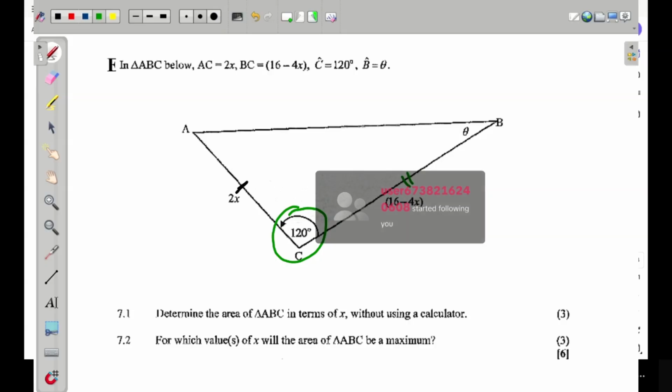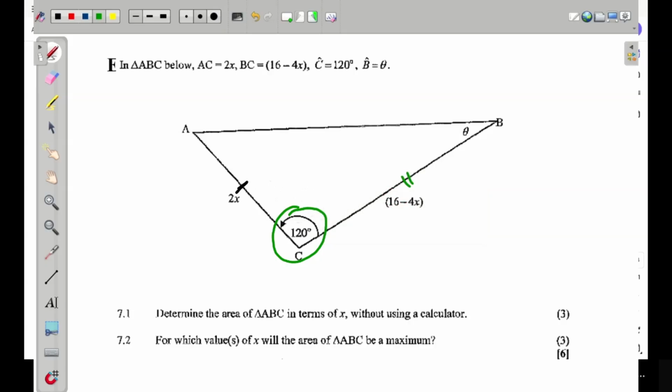So it is quite nice and straightforward that to find the area here, we will just go half and then the 2x multiplied by the 16 minus 4x, and we will go sine of 120. Now, obviously, the next thing to do is just to do your basic math here. I'm going to start off by multiplying these two, the half and the 2x. That will just give me an x. But now, the x has to be multiplied by 16.